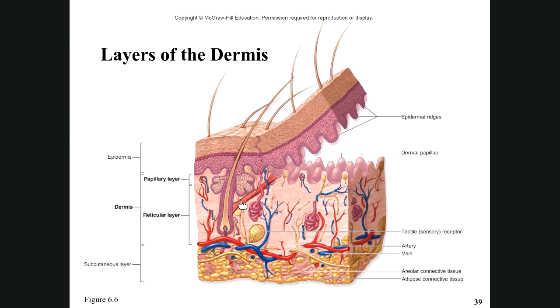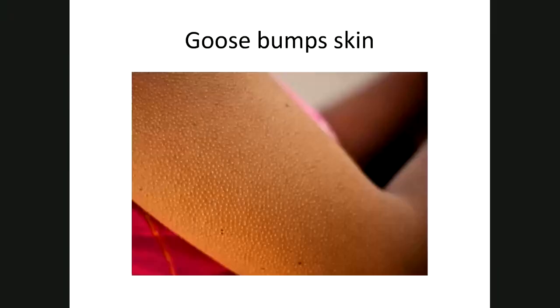You can see the sweat gland here. You have the tactile receptor or sensory receptor in this part of the skin. And the function of this arrector pili muscle is contraction and erection of the hair. And you can see this goosebump skin due to the contraction of this arrector pili muscle.